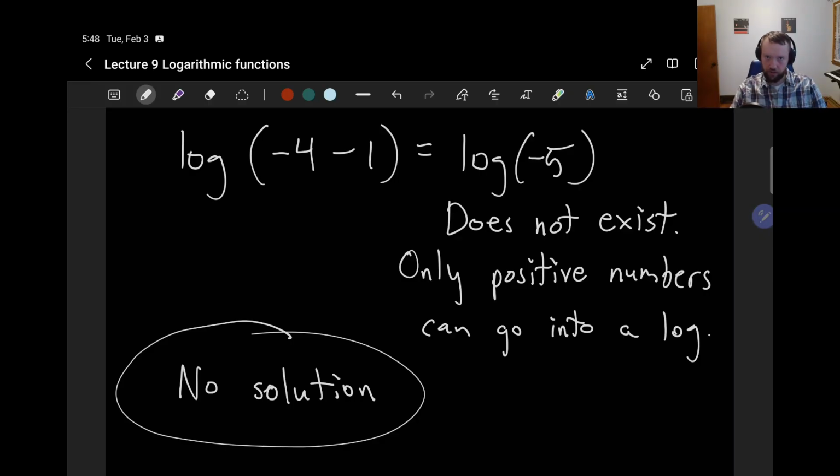So when you're solving logarithmic equations, that's something that you have to consider. When you get to the end of the problem, you have to make sure that when you plug the number in, all of your logarithms are defined.